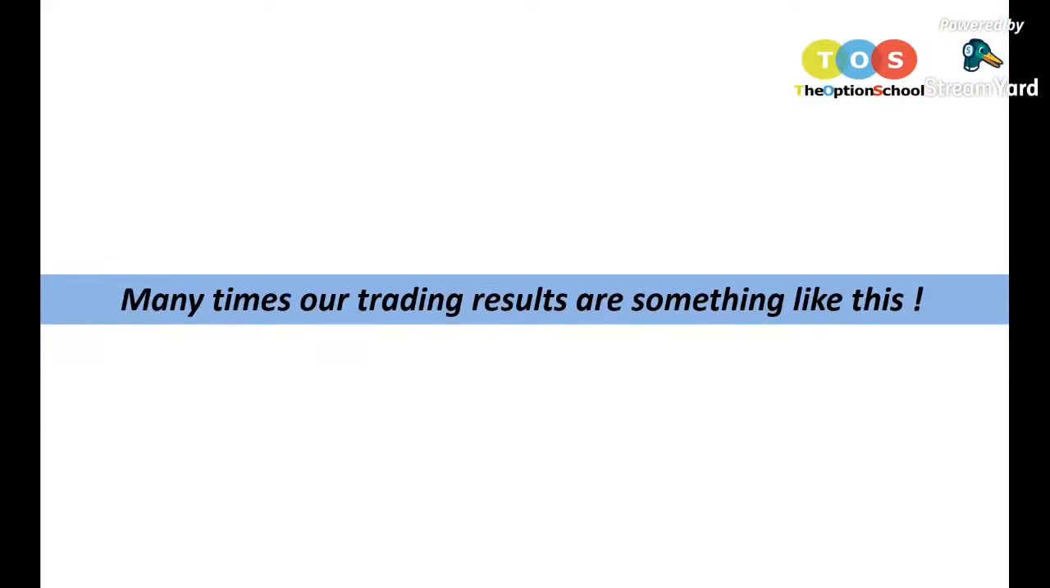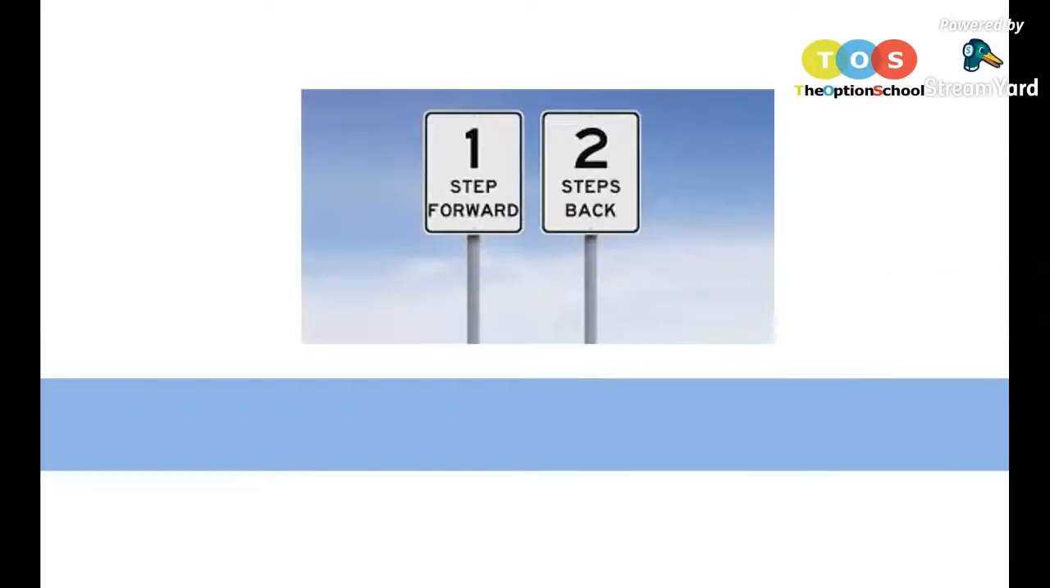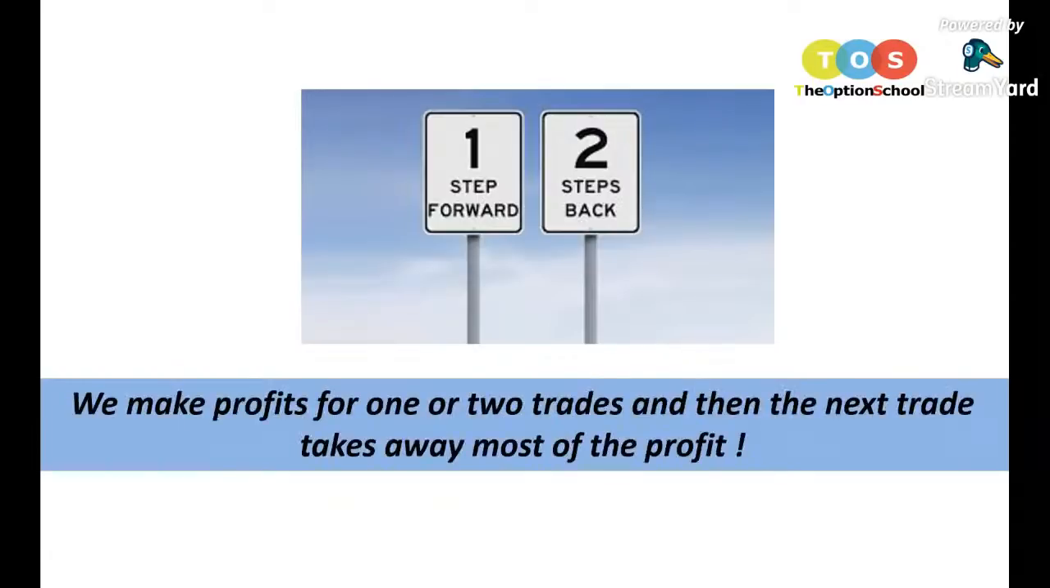Many times our trading results are something like this: one step forward, two steps back. Right or wrong? Please confirm. One step forward, two steps back basically means we make profits for one or two trades, and then the next trade takes away most of the profit. Then again we take a trade, we make profit for some of the trades, and then the next trade takes away some more profit from us.